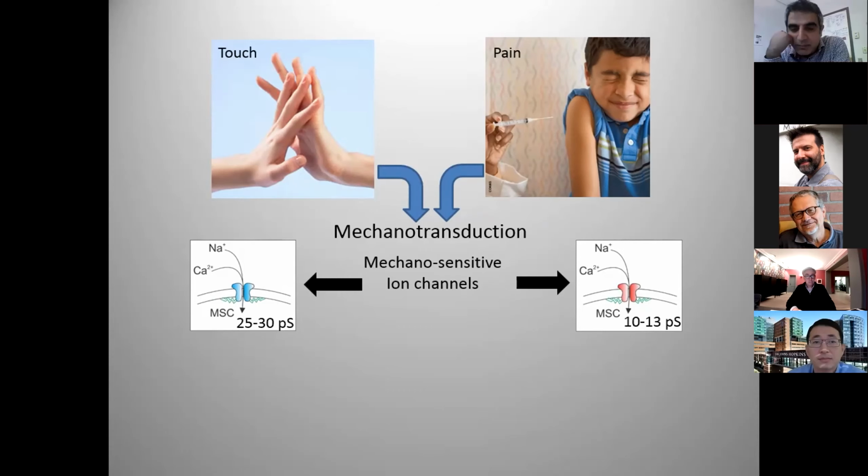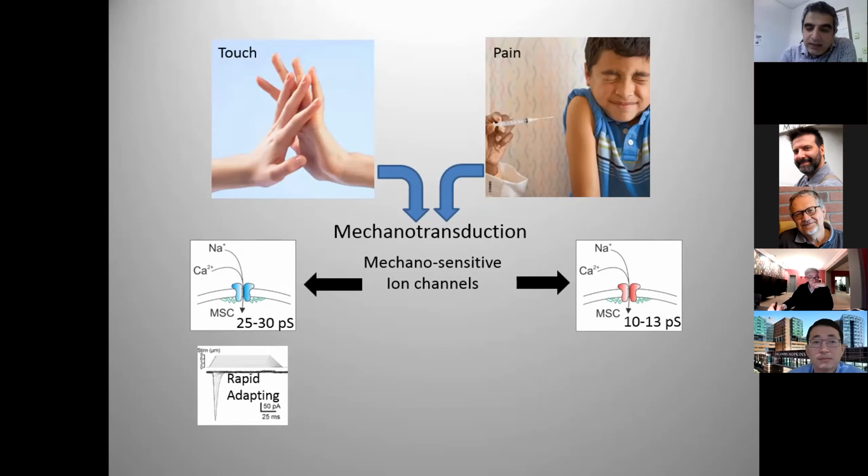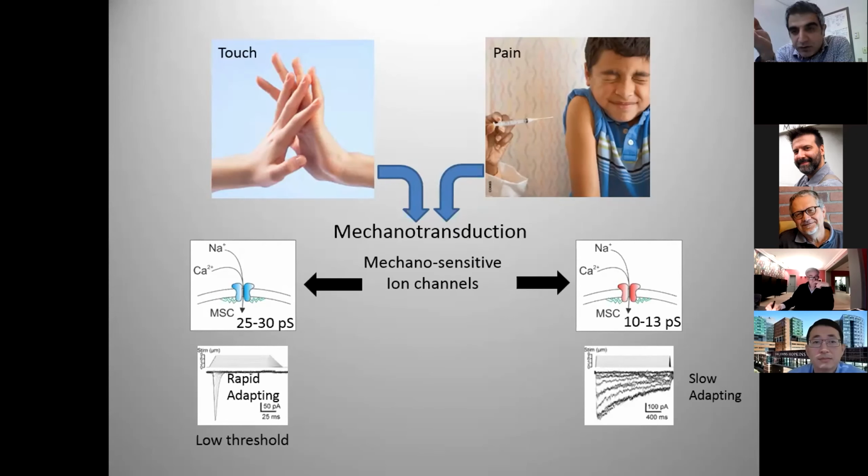And then when we record them at the whole-cell level, these experiments are whole-cell recordings in which a blunt probe is approached near the cell and does mechanical indentations on the cell body. And what we see is that there's a rapid adaptation to this mechanical stimulation when the recording is made from touch-sensitive neurons, and the activation threshold is actually quite low. So low threshold rapid adapting currents are typically what are recorded from touch-sensitive neurons. When we record from pain-sensitive neurons at the whole-cell level, what we see is that the kinetics of the current are very different. So they display a slow adapting behavior and typically have a high threshold for activation.